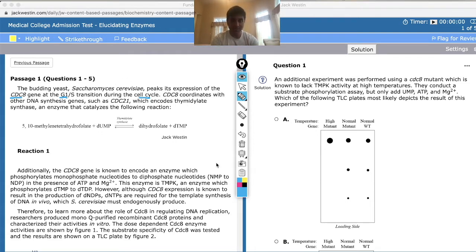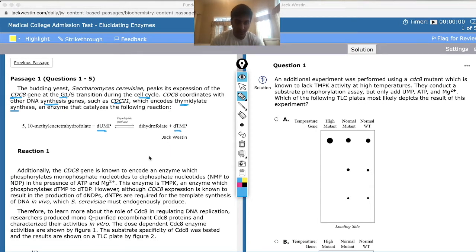And then it tells us that CDC8 coordinates with other DNA synthesis genes, such as CDC21. And CDC21, the protein it codes for is thymidylate synthase. And it tells us what thymidylate synthase does. Basically what you need to know is it converts deoxyuridine monophosphate to deoxythymidine monophosphate.